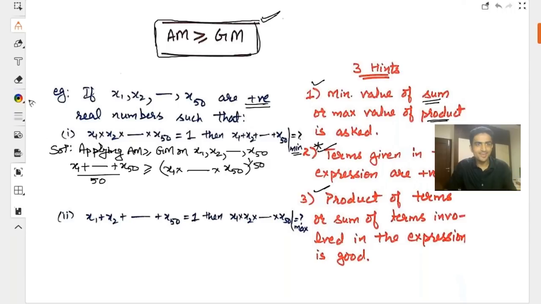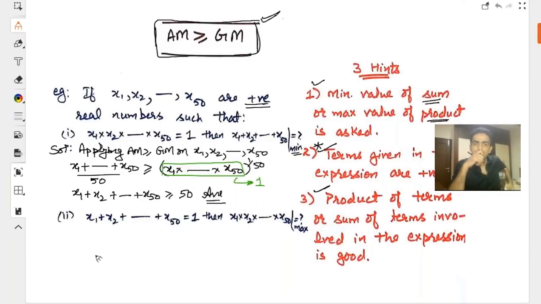Guys, try to see. This is nothing but 1. It is given. Question is done. X1 plus X2 so on to X50 is greater than equal to 50 times 1. Done. So 50 is the minimum value of this addition. Right? So let me just conclude it.